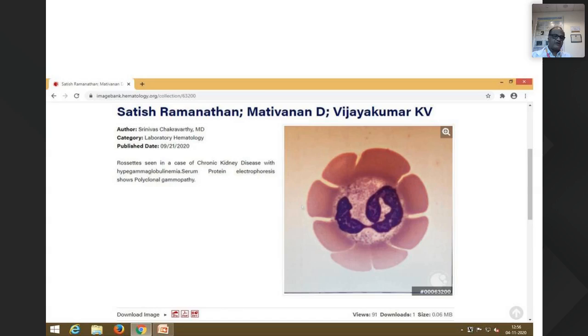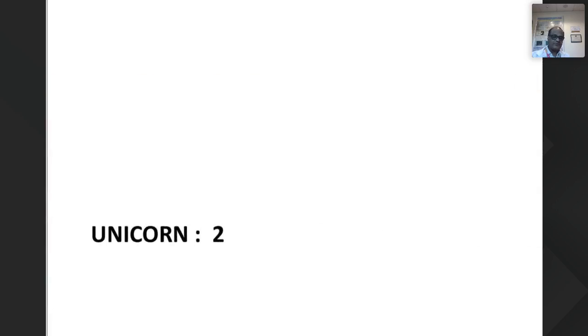And this is available on the ASH image bank, which gives us confidence, for the whole group of the hematology team led by Dr. Satish Ramanathan, Madhivanan, who is my technical staff, the lab manager Vijay Kumar, and I myself. We were so happy to see that it got published within the span of 48 hours. So it really gives a boost to the people to say that your slides are of global quality and can be accepted immediately even by the international group.